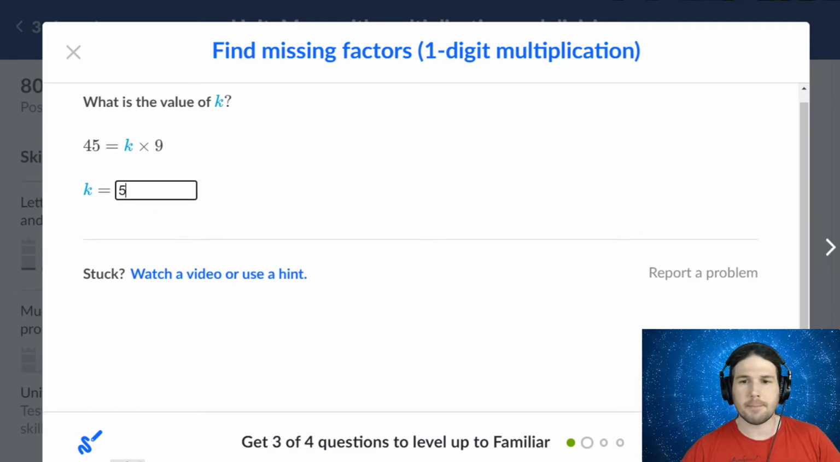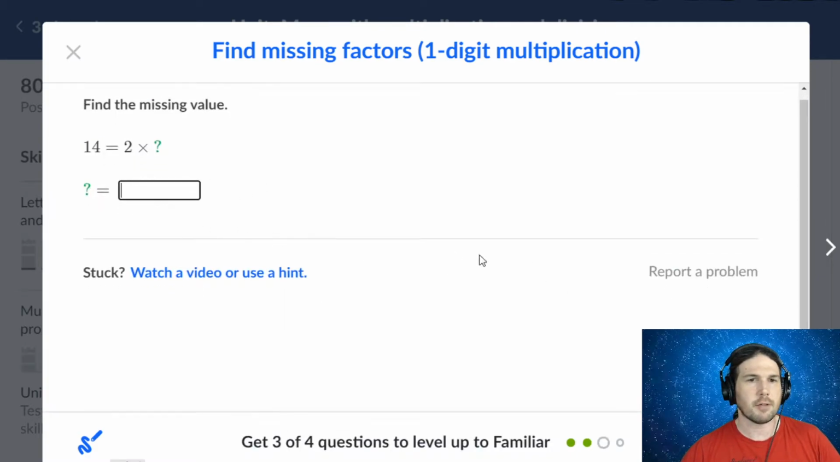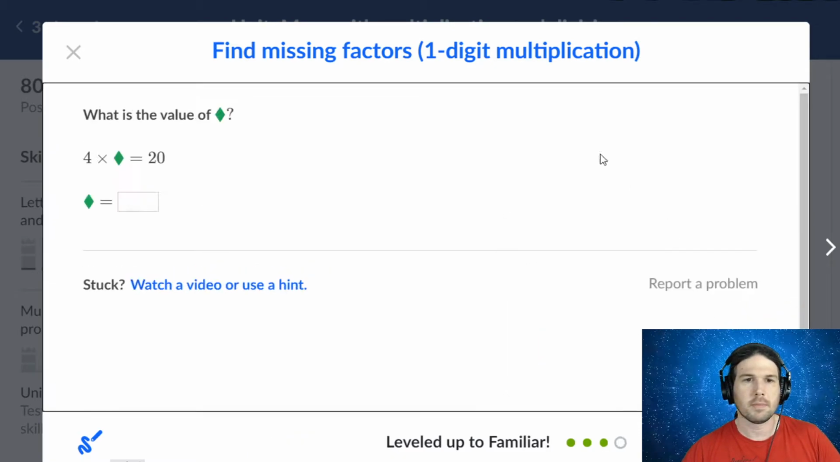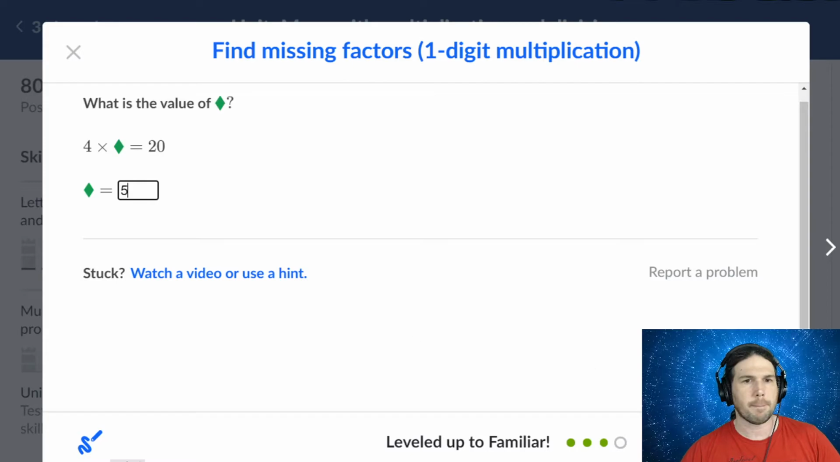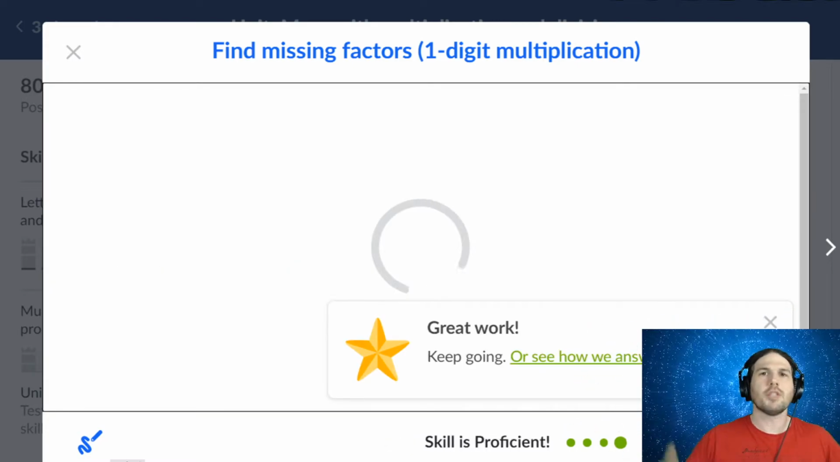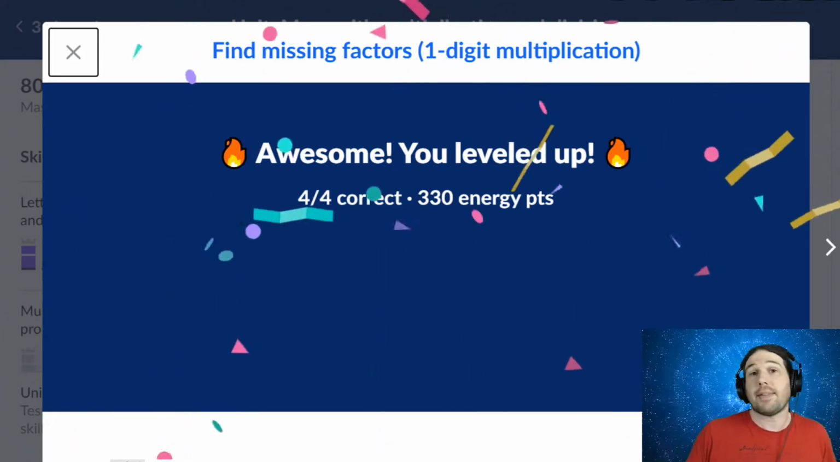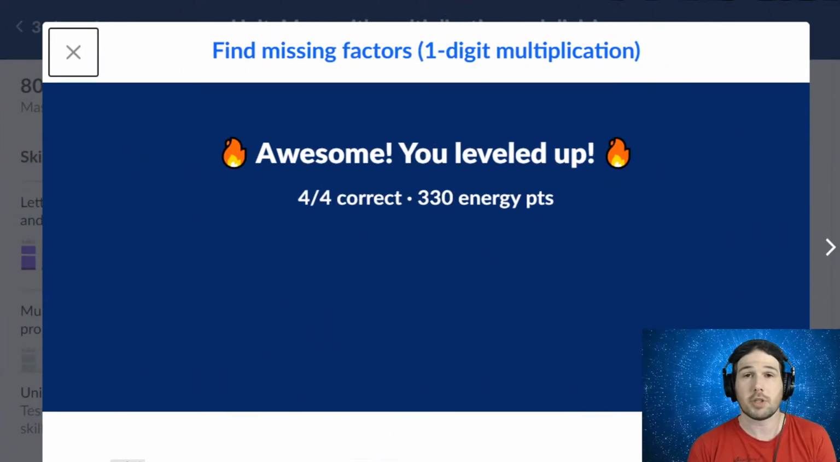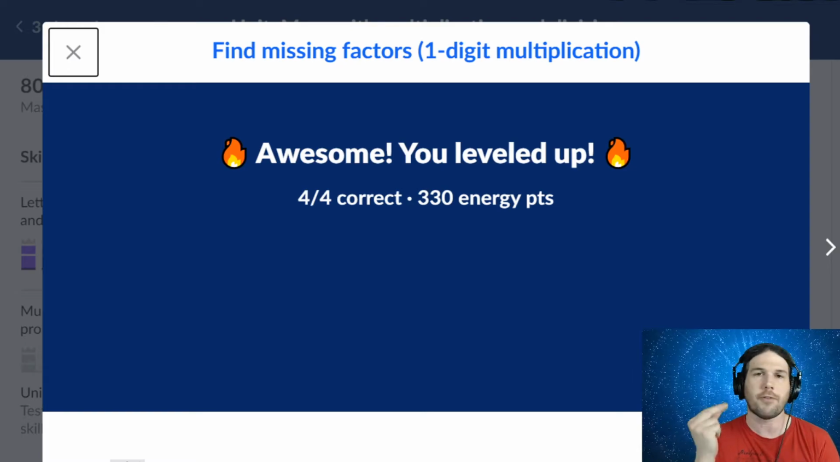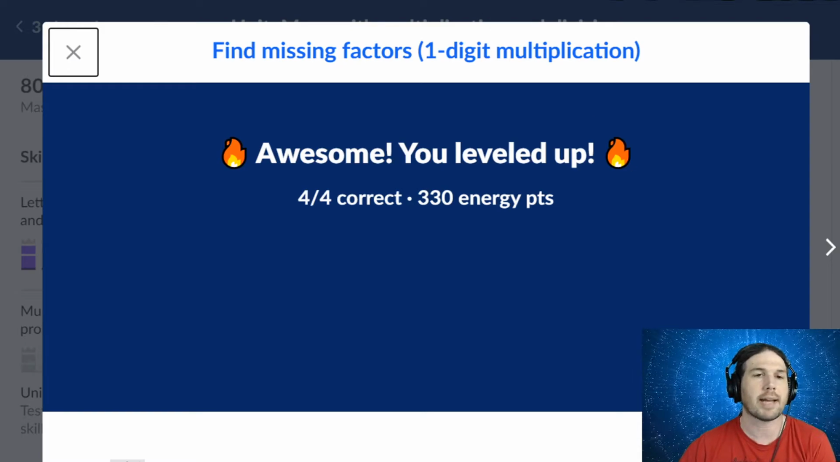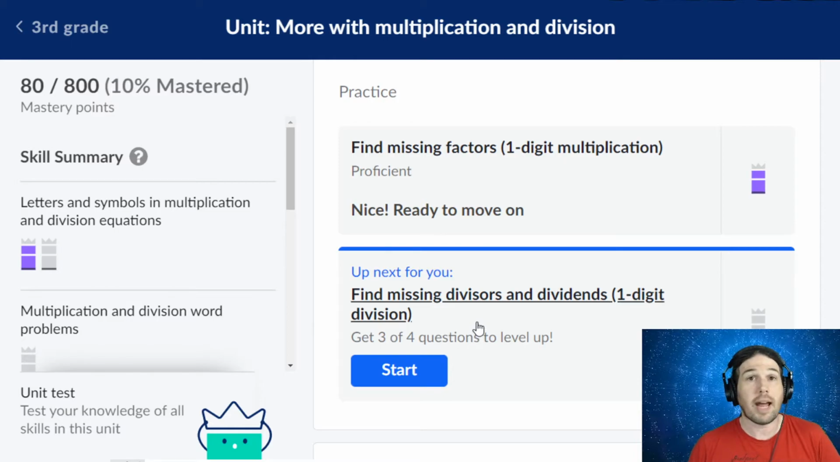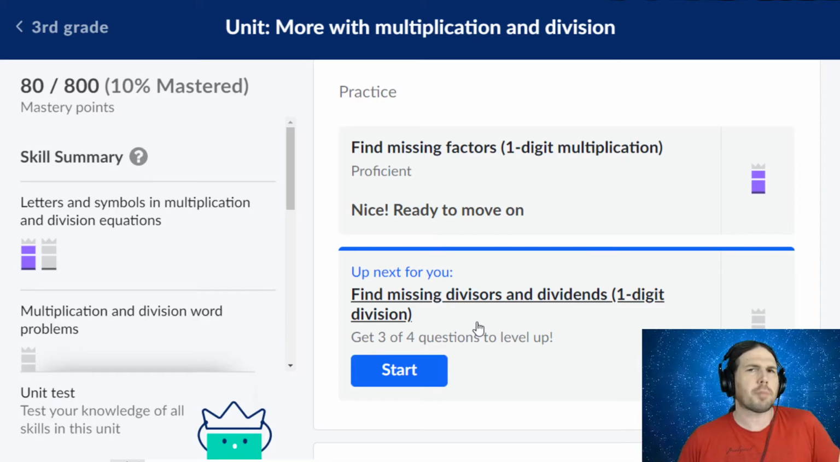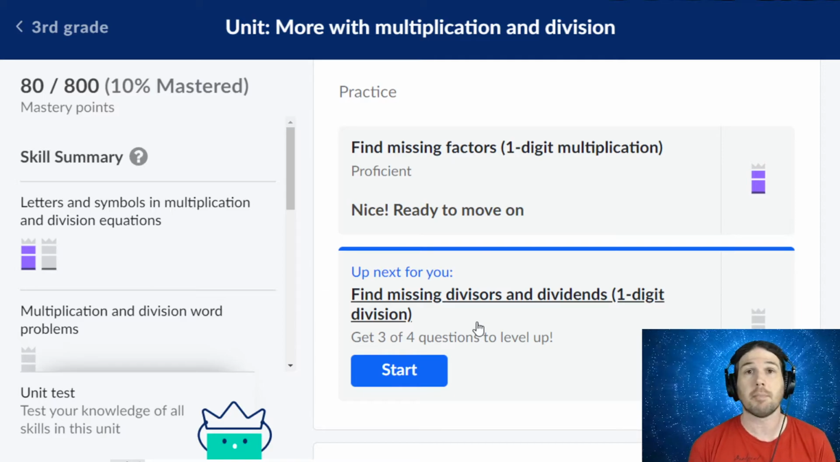45 is 5 times 9. Find the missing value. 14 is 2 times 7. And then 4 times 5 is 20. Like I said, once you really start to get that down, once your child or your student starts to get the times tables down, it's going to start falling off really quick. It just takes practice. And again, you don't have to memorize the times tables. It is a more expeditious way of getting to other things later, and you will probably end up memorizing the times tables at some point just because of how many times you do the multiplication.